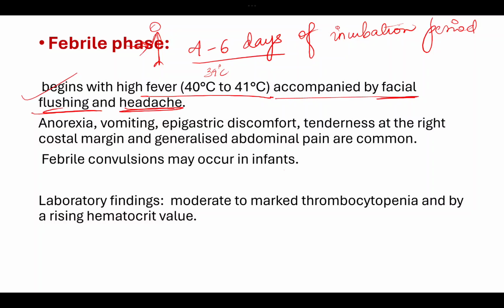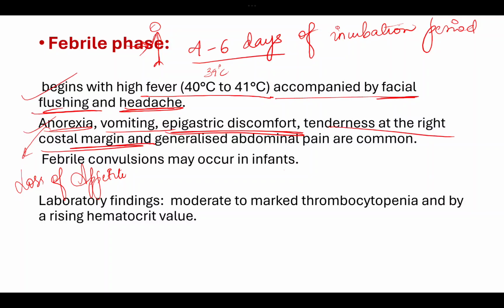The patient will also have anorexia. Anorexia is nothing but the loss of appetite. There is loss of appetite, vomiting, epigastric discomfort, tenderness at the right costal margin, generalized abdominal pain. These are the common manifestations. Is it clear? What are those? The patient will start with anorexia, loss of appetite, vomiting, epigastric discomfort.